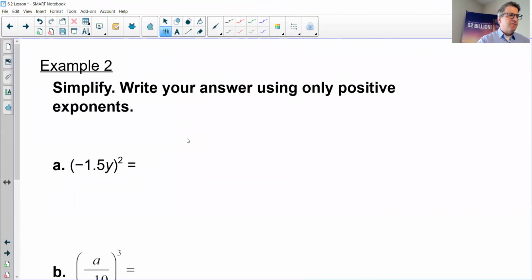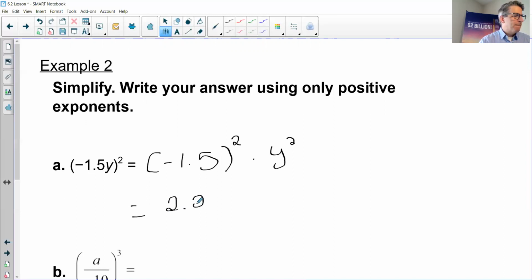So what this states is that if you find a power of a product, find the power of each factor and multiply. Okay, so with this one, you've got a negative 1.5 times y, and that's raised to the 2nd. You end up with the negative 1.5 to the 2nd times y to the 2nd. So each of these items inside the parentheses will have the power of a product property. And that's equal to 2.25 times y squared.